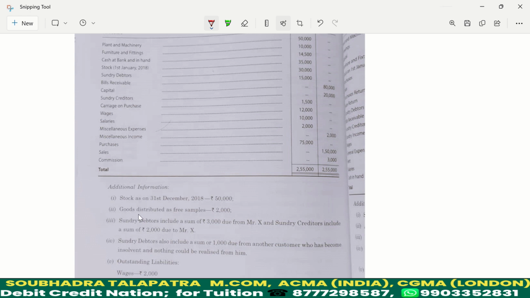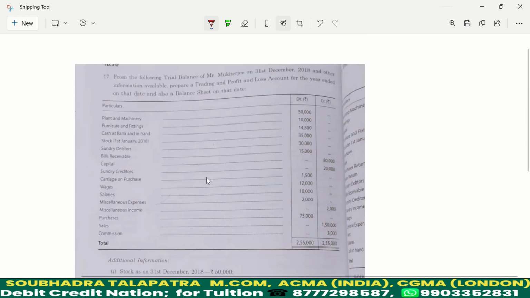Next I have goods distributed as free sample. As we do each item, I'll discuss this in detail. This goods distributed as free sample can be linked either with the purchase account or with the opening stock. Here I'm going to use it with the purchase. So I need to find purchase here. For the items on which you see a linking adjustment, you just need to put a mark next to it. Okay, so purchase has an adjustment.